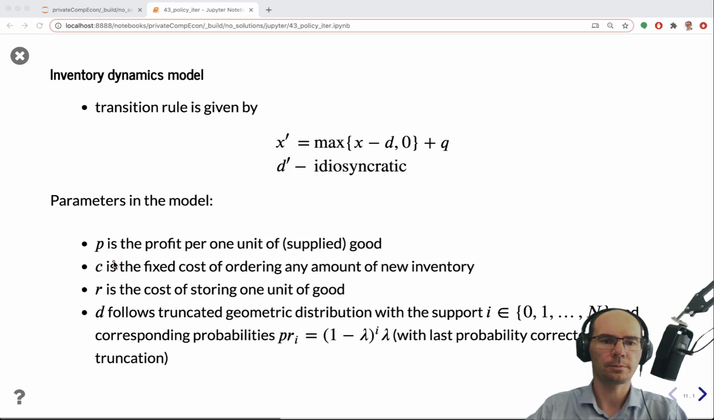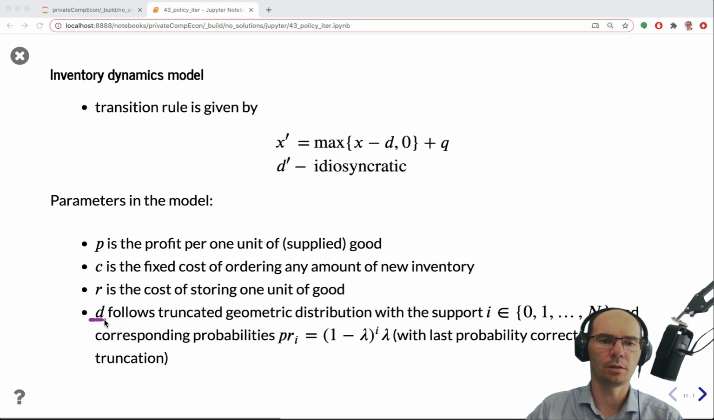Okay, the parameters are this per unit profit, the cost of ordering any amount, so the fixed cost of ordering, and then the cost of storing one unit of good. And we assume that D follows a truncated geometric distribution. So we have some upper bound on the problem, the maximum demand and the maximum amount that we can store. Just for simplicity, we're going to use the same upper bound for these two variables. So the problem really lives on the square, right, with integer nodes.